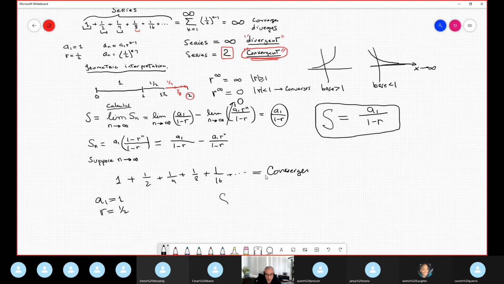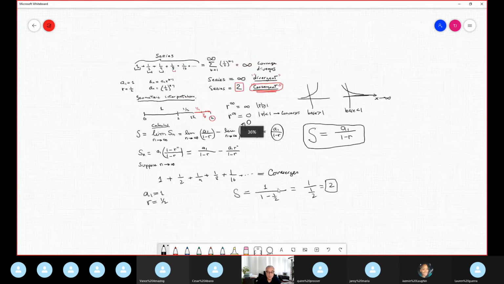Let me try to compute that value. a1 is 1, over 1 minus 1/2, because the common ratio is 1/2. 1 minus 1/2 is 1/2, and flipping it, 2. It converges to 2. Do you understand very well?